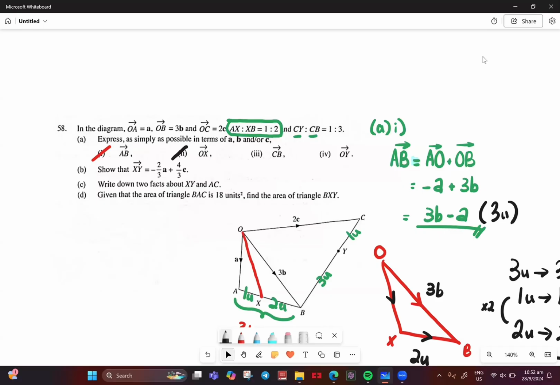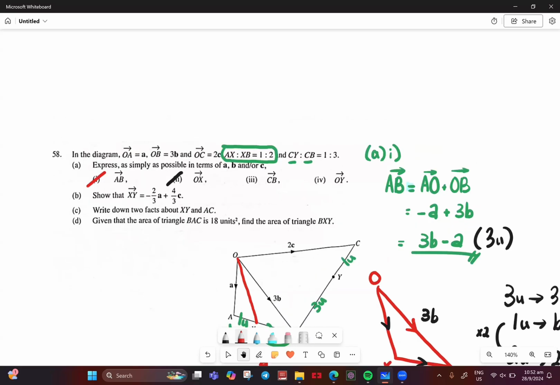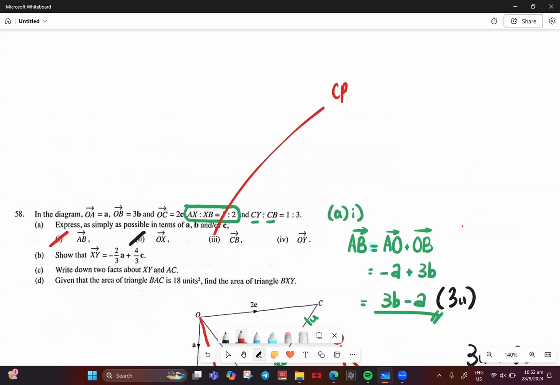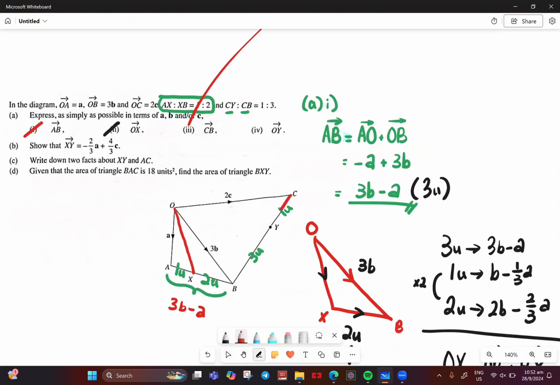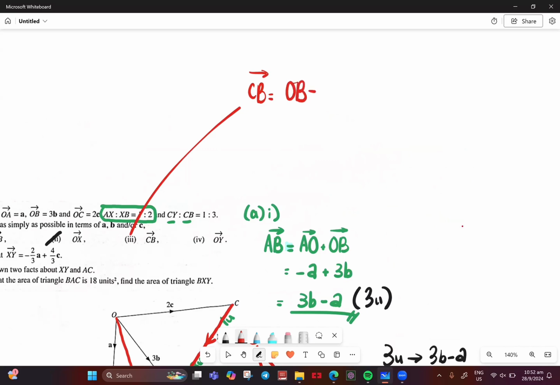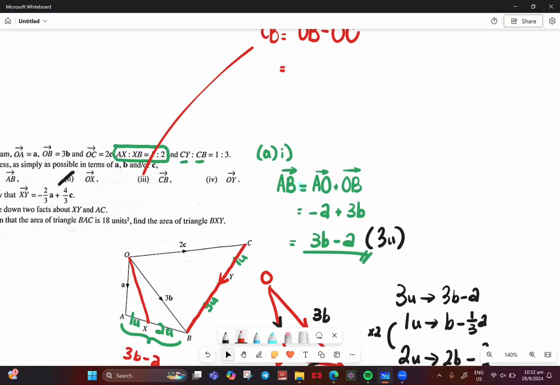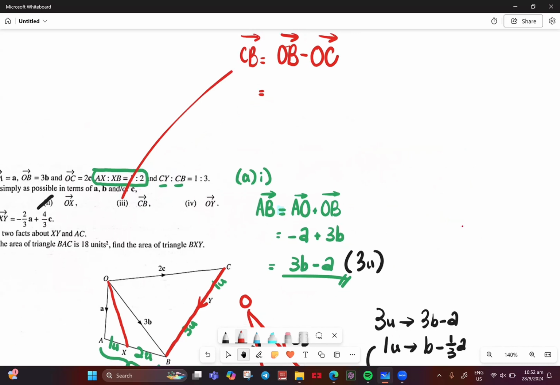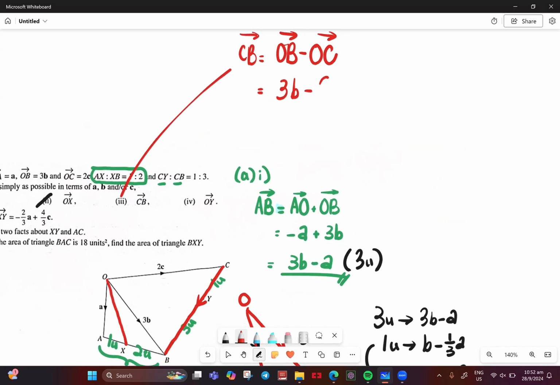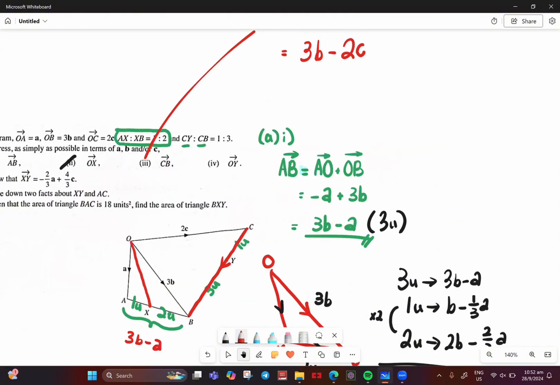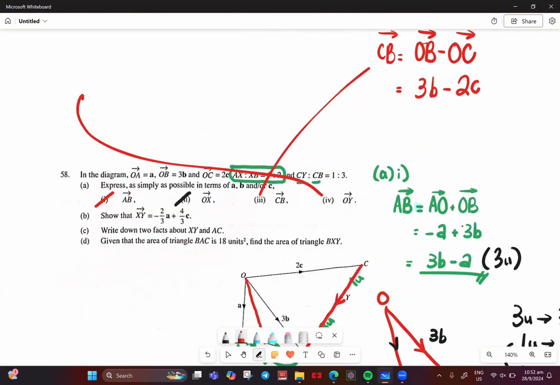Okay? So now that we are done with OX, I want to find CB. CB over here, so it's this direction. Agree or disagree? All right, so CB, very good. OB minus OC. I need to reverse. Do you need to reverse the signs? No. They're perfect, right? So it goes to 3B minus 2C. Am I making sense or not making sense? Okay, so that's basically the answer because they want the entire thing. Agree or disagree? Okay, next one.